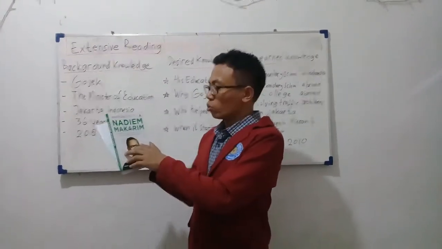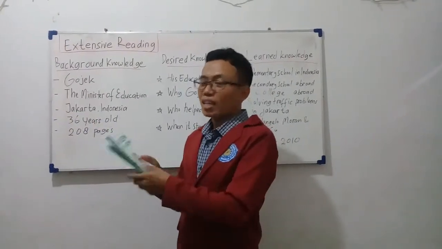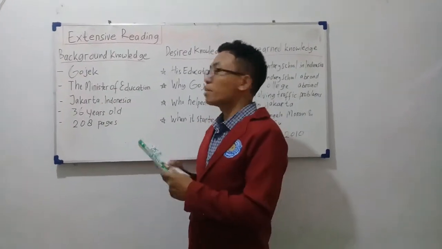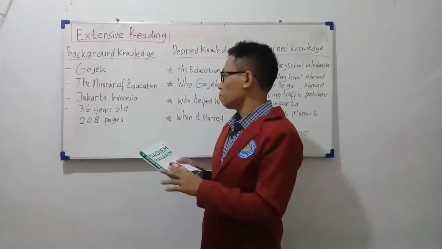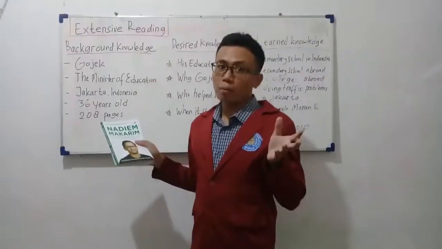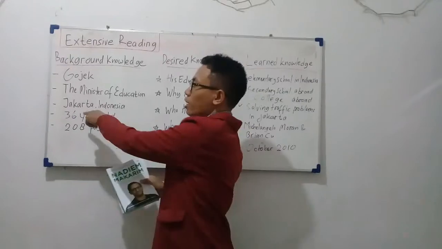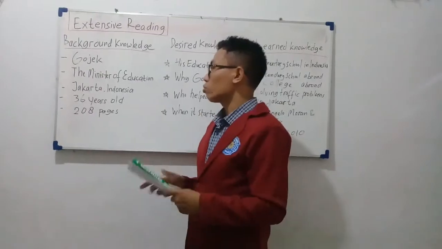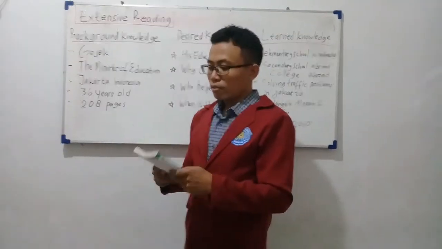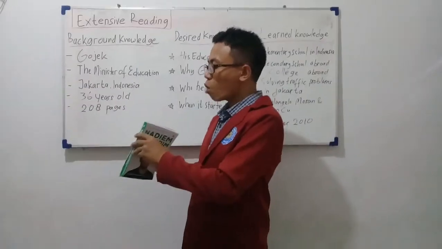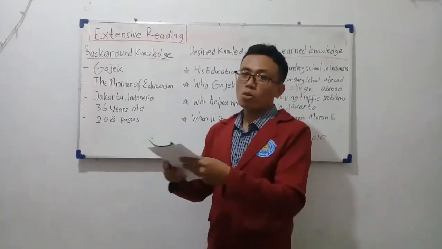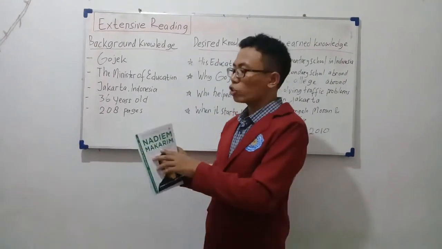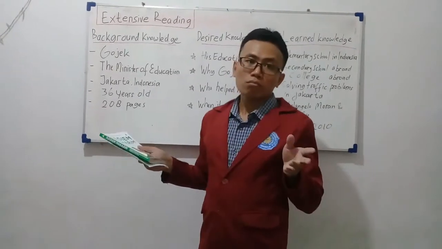For example, I've got this book. Before I bought this book, I knew who he is. He is the founder of Gojek, and now he is the Minister of Education. And from watching many news, I knew that he is from Jakarta, Indonesia. He is around 36 years old, and it's very important also to know how many pages. This book is not so thick, it's only 208 pages. So I can actually read this book in 2 days.